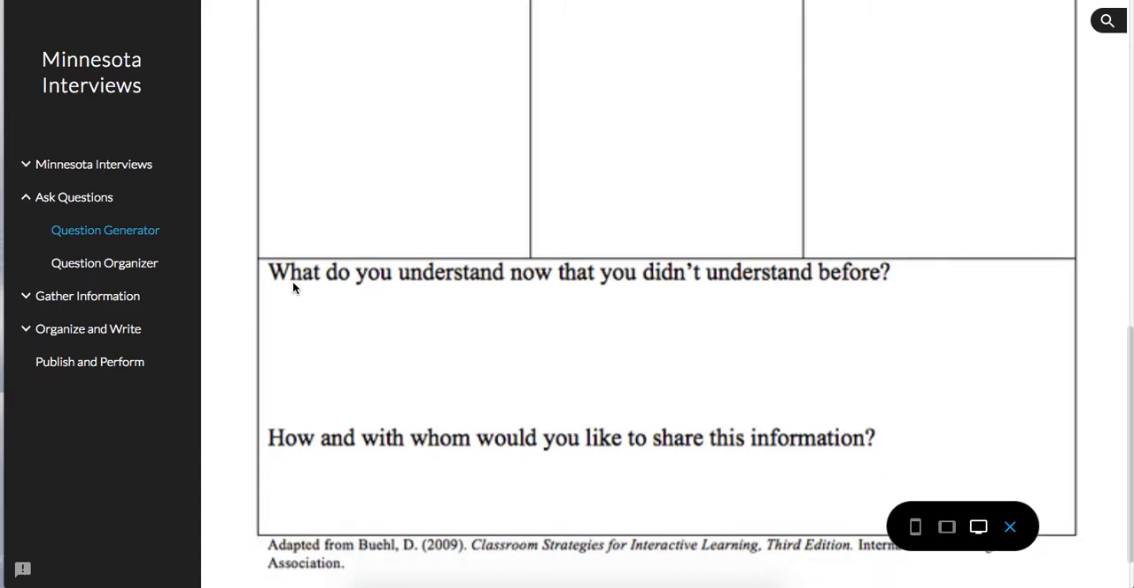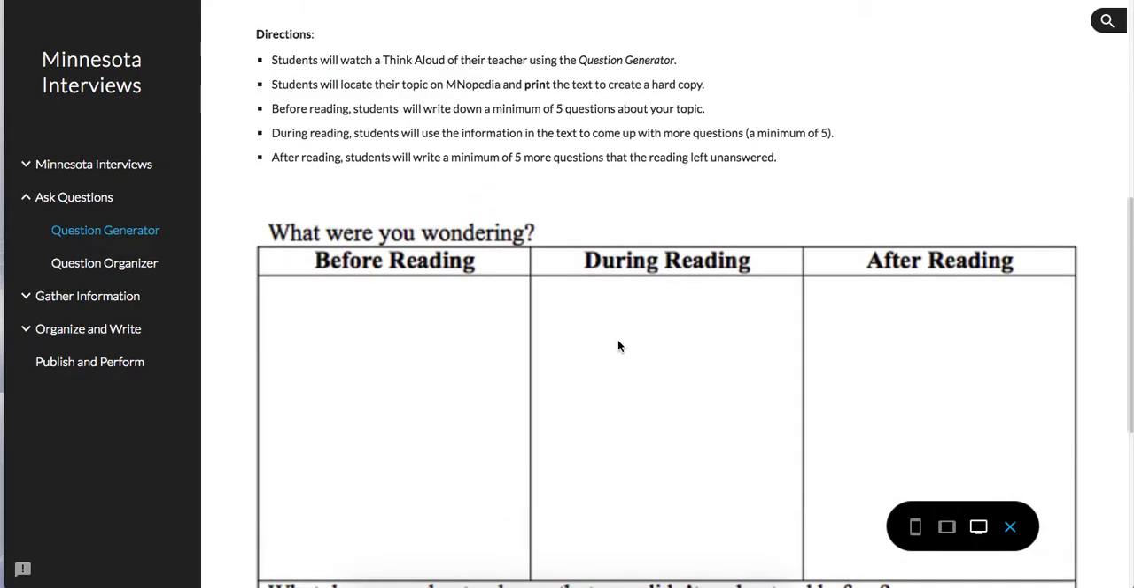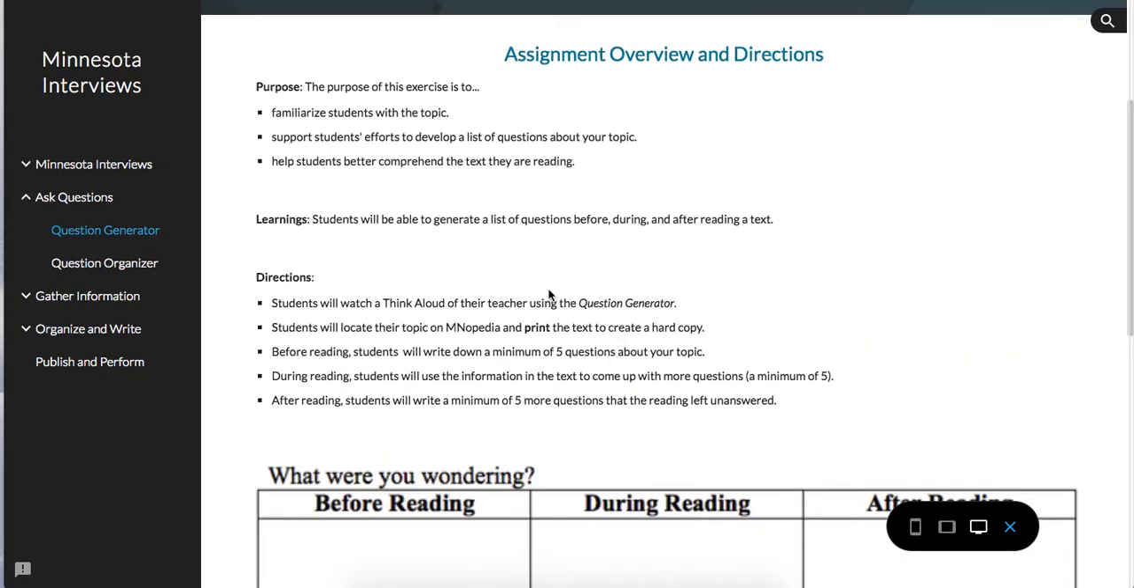Then you're going to answer just this one question down here: What do you understand now that you didn't understand before? Something that really stuck in your mind. I went into this thinking this about Dred Scott or not knowing this, and now I know this. So that's for my particular topic. So, let's get started.